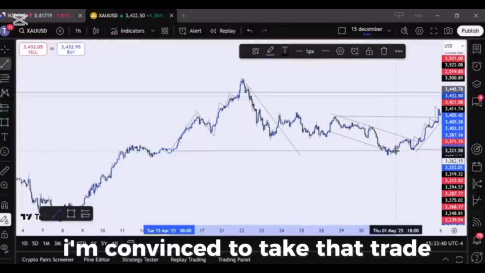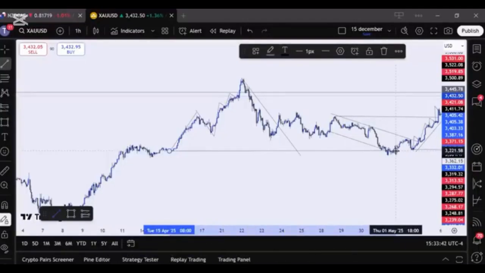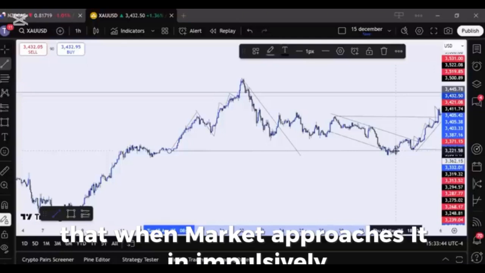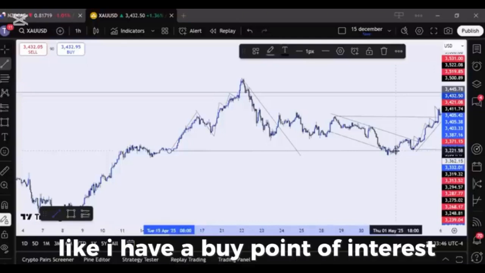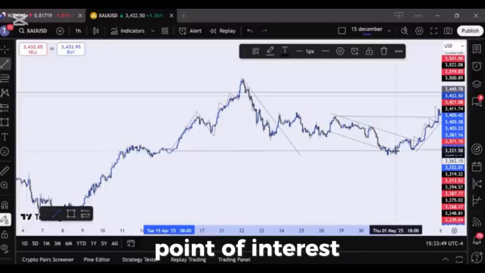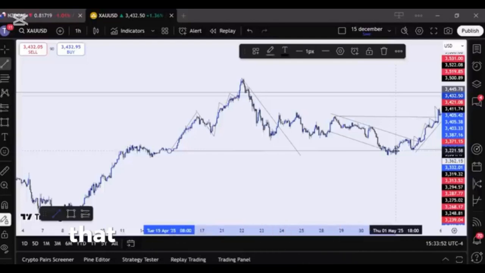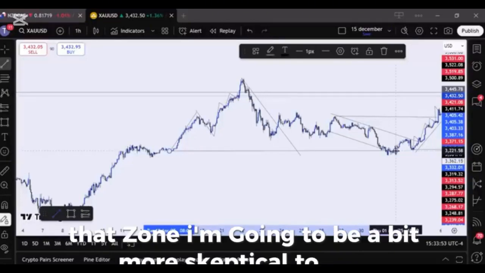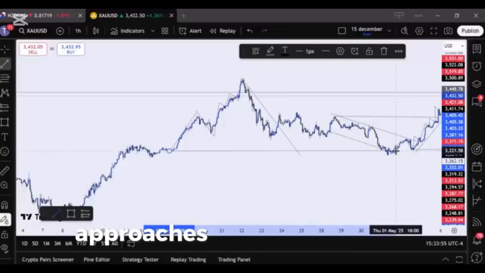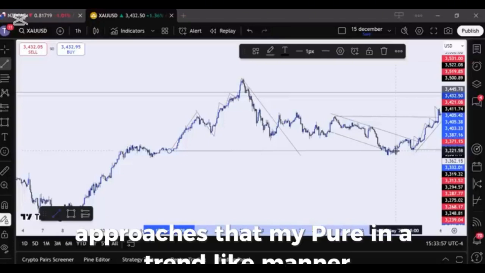So if market approaches my POI in a trend-like manner, I'm more likely to be convinced to take that trade because there's liquidity on the upside, than when market approaches it impulsively. Like I have a buy point of interest, and before market approached that buy point of interest, it was a huge sell that market used to sell into that zone. I'm going to be a bit more skeptical to take that trade than when market approaches my POI in a trend-like manner.